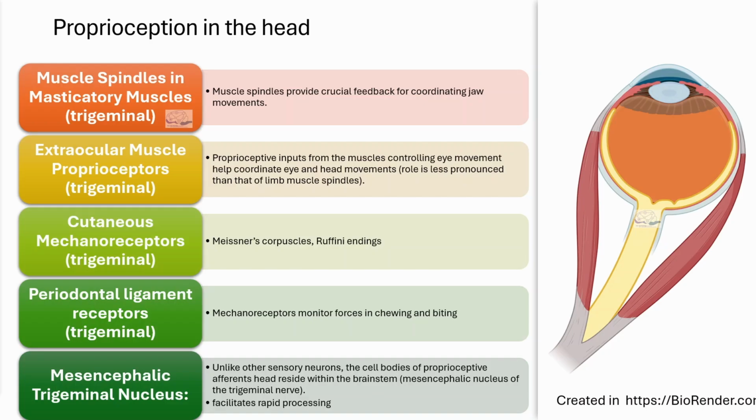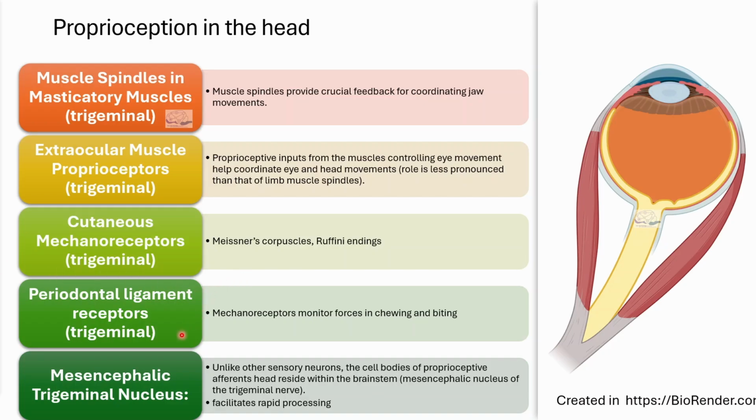First of all, the muscle spindles in the masticatory muscles, and they provide crucial feedback for coordinating jaw movements. And then we have the extraocular muscles, which are very important for helping to coordinate eye and head movements. And then we have the cutaneous mechanoreceptors, such as Merkel's corpuscles and Ruffini endings, that are in the face. Then we have the periodontal ligament receptors, which are monitoring the forces in chewing and biting.